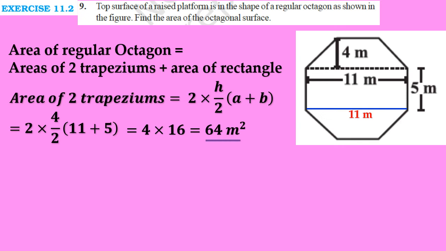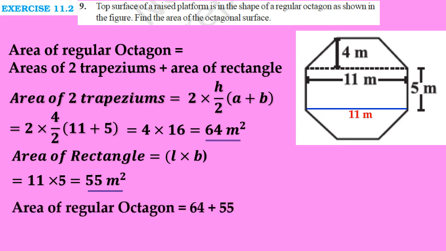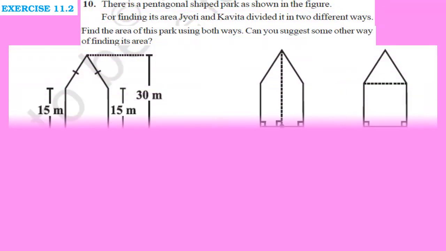So it is 64 meters square. So this is the area of both the trapezium together, 64 meters square. Now let us find the area of the rectangle, which is equal to length into breadth, that is equal to 55. Now the total area of the regular octagon is equal to 64 plus 55, which is equal to 119 meters square. Now move on to question number 10.